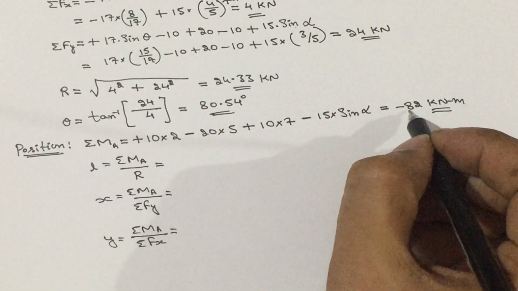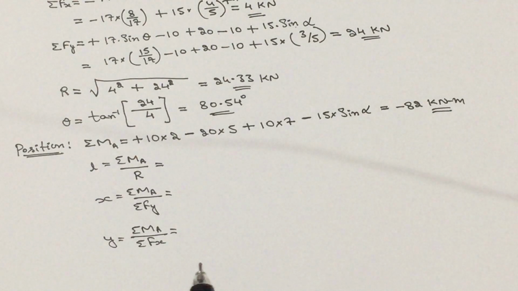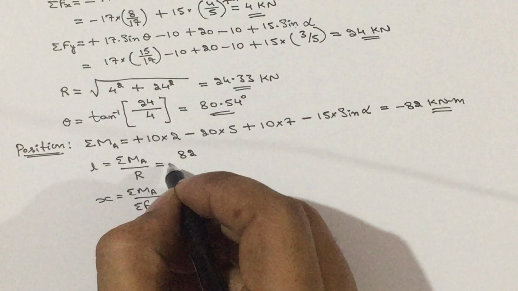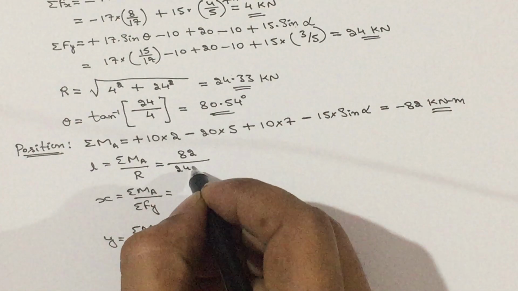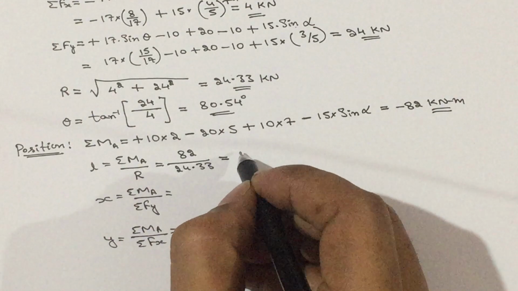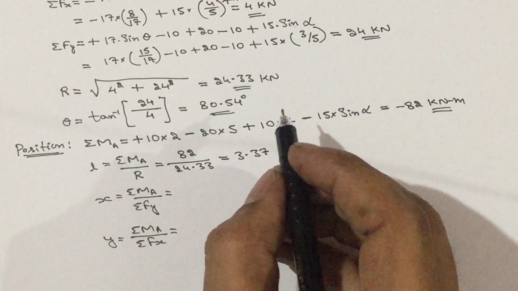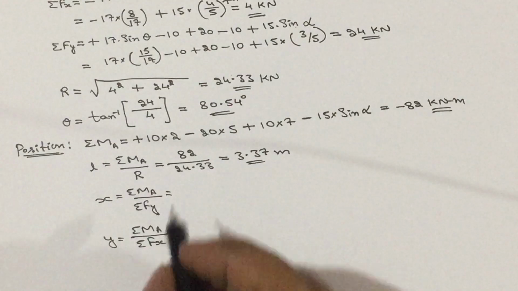Sigma MA we got as minus 82. While calculating the distances, we need to substitute only the positive values. So let us take plus 82 divided by R, we got it as 24.33. Here you are going to get this value as 3.37, and in the given problem all the distances are in meter, so it will also be in meter.